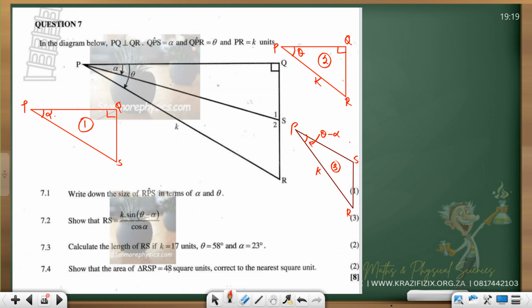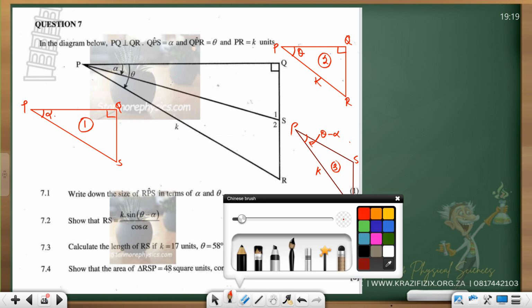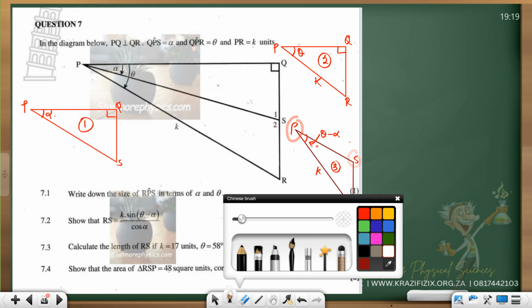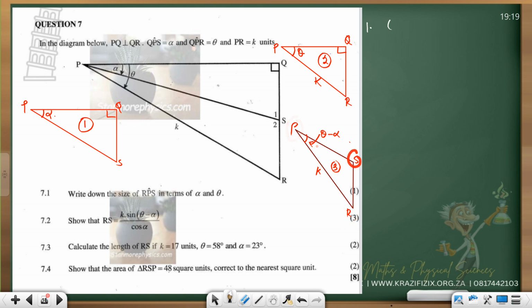So if you notice, I'm doing what I ask you to do. Write down size of RPS in terms of alpha and theta. First thing is to go and check the triangle that I need. I'm looking for RPS, which is angle P. But in terms of what? Alpha and theta. We are done already. Look, it is RPS, theta minus alpha. Question 1 is done. So it wasn't a waste of time.